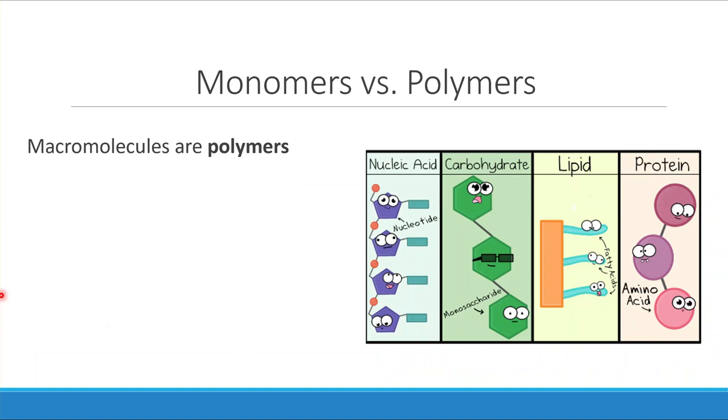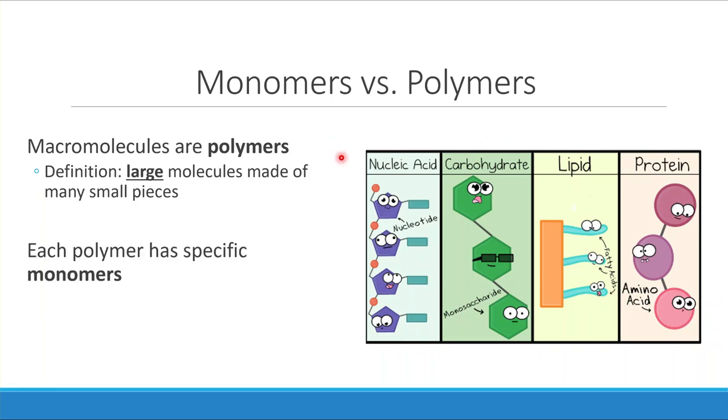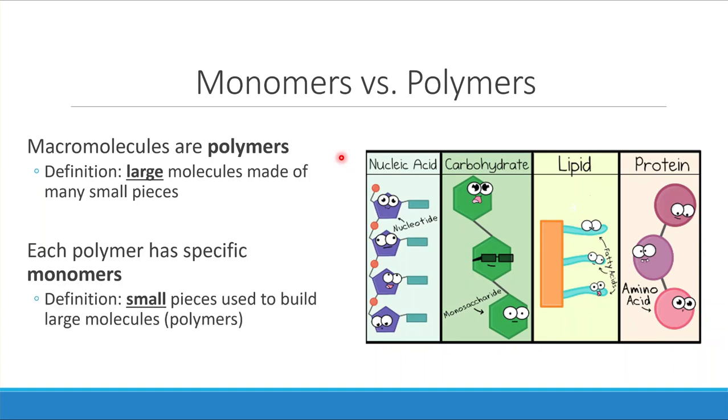When we talk about macromolecules, we're talking about something called a polymer. Polymers are large molecules made of many small pieces. Over here on the right are the four macromolecules that we just talked about. Each of those macromolecules is made of smaller pieces that we see labeled here. The big pieces are polymers, and the small pieces that come together to build these large structures are called monomers.